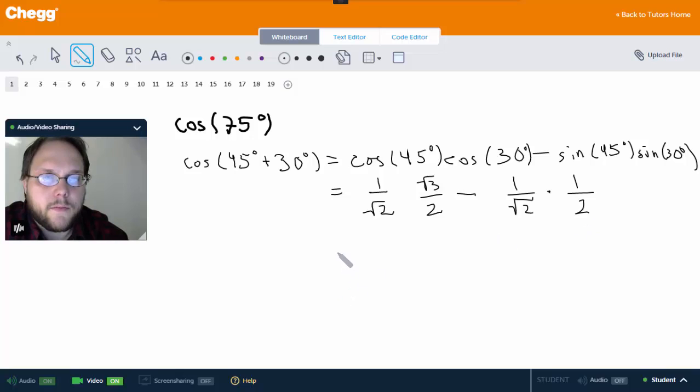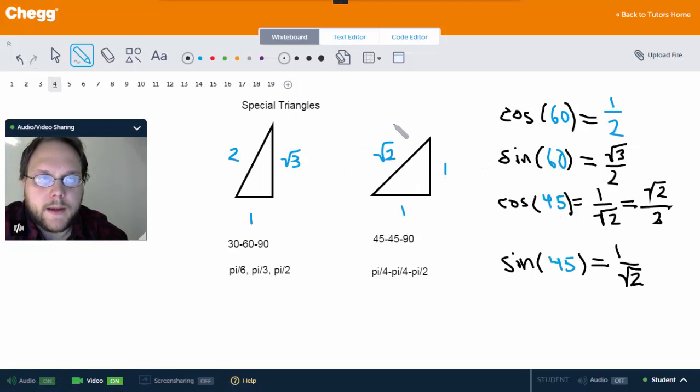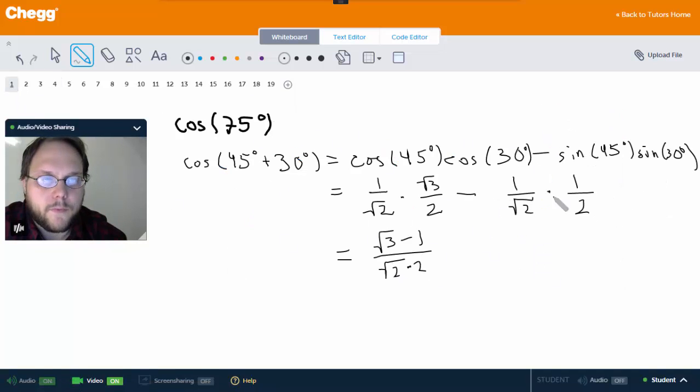Alright, so we multiply these fractions together and combine them into one large fraction, and you get the square root of 3 minus 1 over the square root of 2 times 2. And this is the exact value of cosine of 75. So we see, knowing these special triangles can actually tell us how to find out the exact values of a lot of other angles. So this is one reason why they're useful. Alright, that's it.